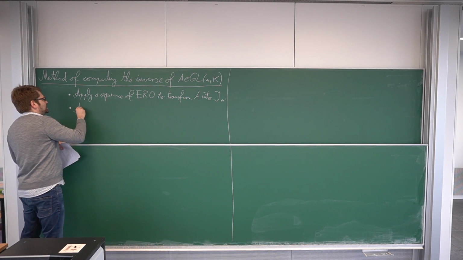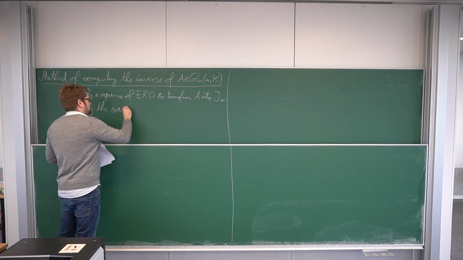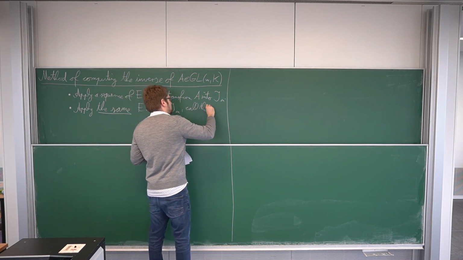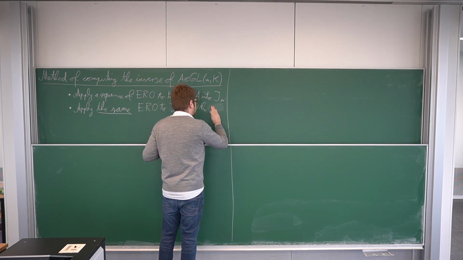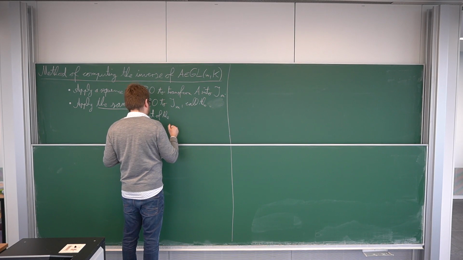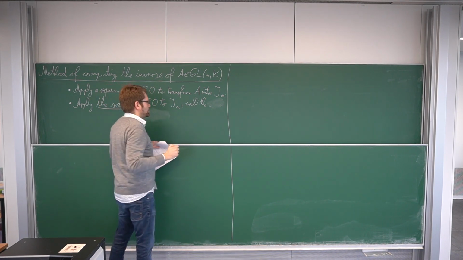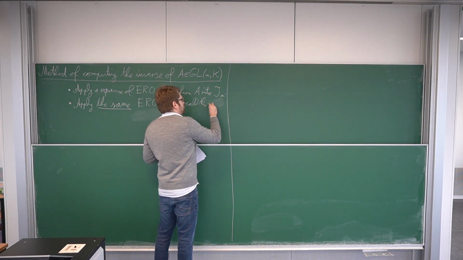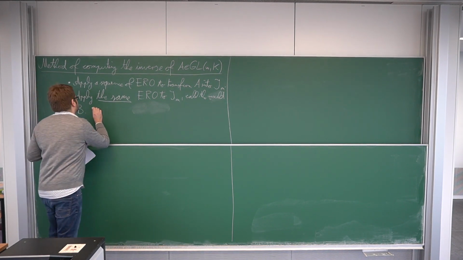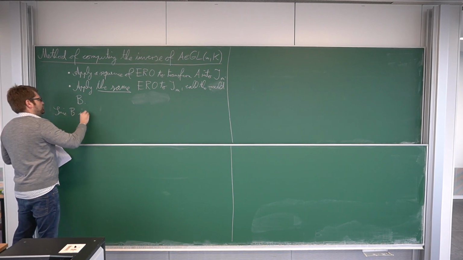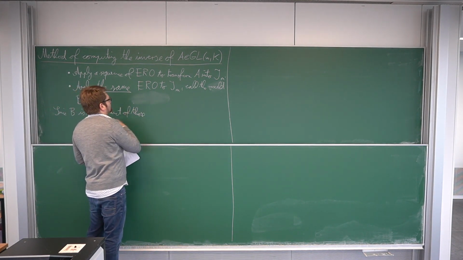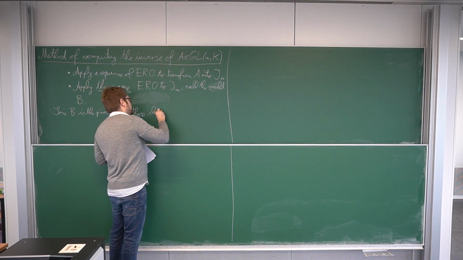Now, what we do is apply the same elementary row operations to I_n, and we call the result B. Since we started with the identity, B is just the product of those elementary matrices that correspond to these operations we apply.